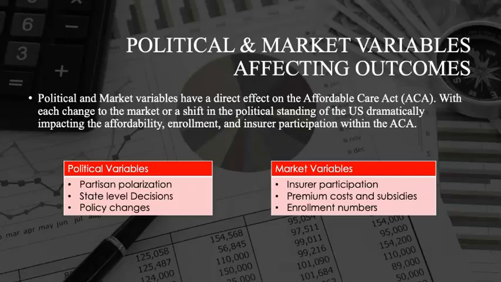Political and market variables affecting outcomes. Now, political and market variables strongly influence the Affordable Care Act outcomes. Political polarization, state-level decisions, and policy changes affect affordability, enrollment, and insurer participation. And market factors such as premium costs, subsidies, and enrollment levels also affect the stability of the Affordable Care Act marketplaces.